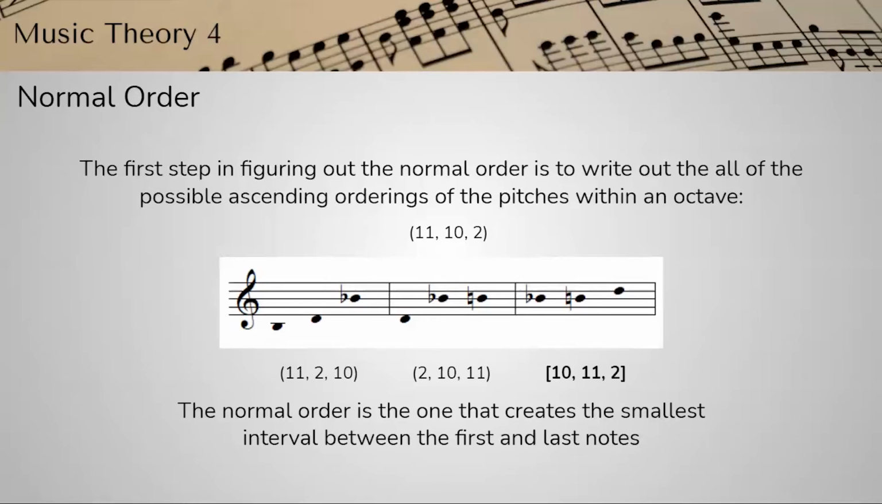So since B flat to D is a major third, and all the other orders we tried were bigger than that major third, then that last one, since that's the most compact version, is our normal order.